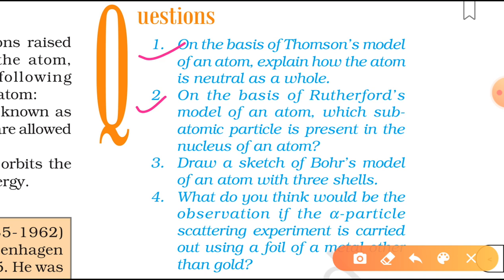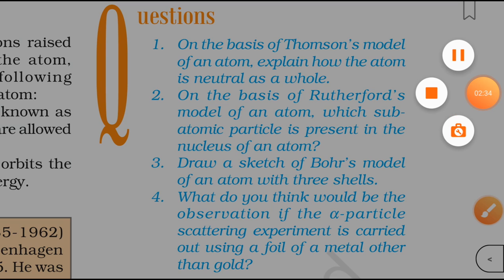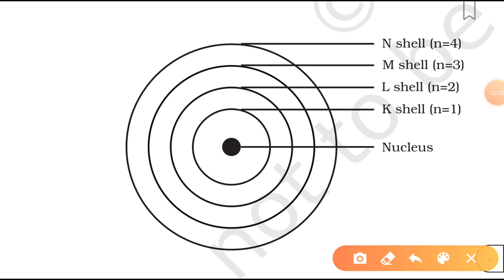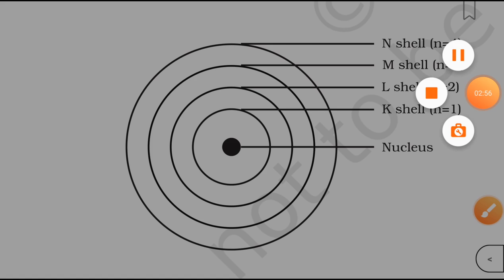Now, third question, that is, you have to draw a sketch of Bohr's model of an atom with 3 shells. So let me show it to you. So students, you can see here the picture clearly. This is the nucleus, K shell, L shell, M shell. You have to draw up to 3 only. So draw these electronic shells along with the nucleus. This is the drawing. This is the sketch for Bohr's model. Now let's move to the other questions.